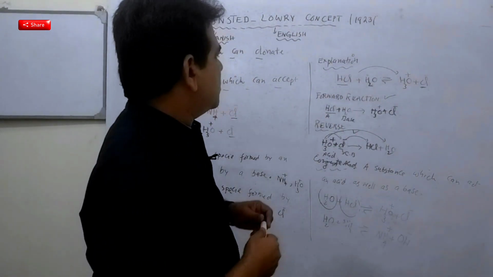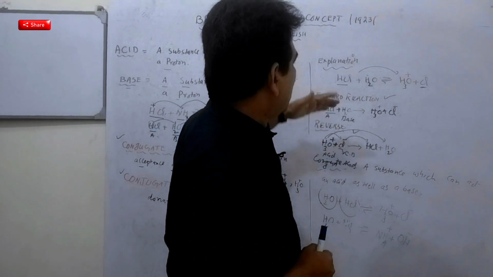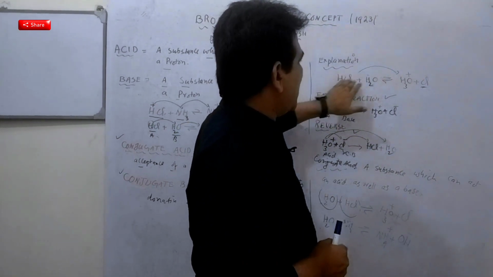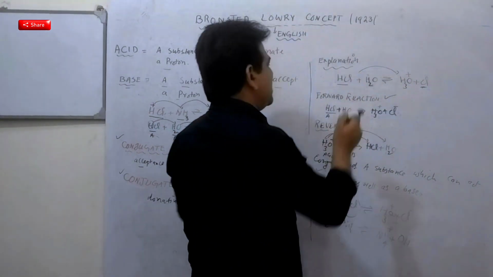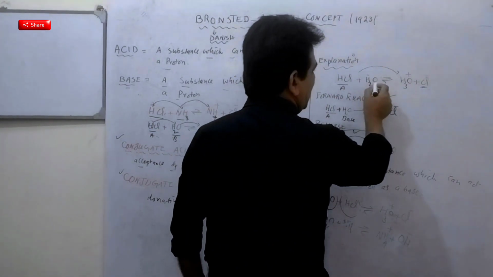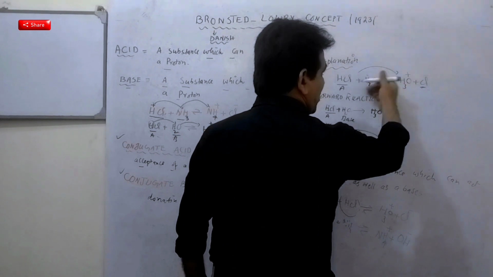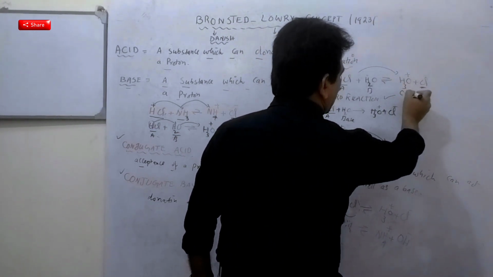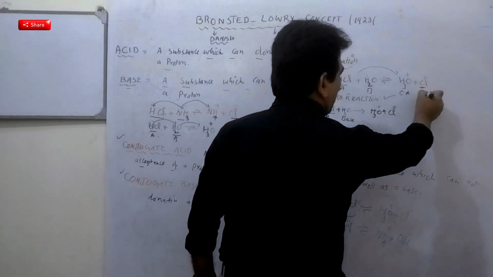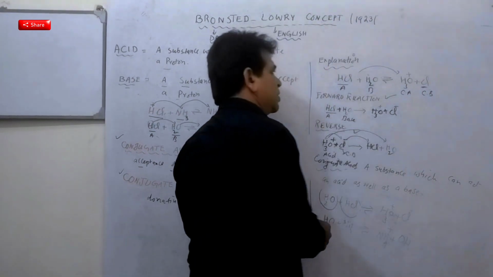Keep in mind, dear students. Now we can say that HCl and water react to form hydronium ion and a chloride ion. Here HCl is an acid and H2O is a base. In a reverse reaction, H3O+ will act as a conjugate acid and Cl- will act as a conjugate base.